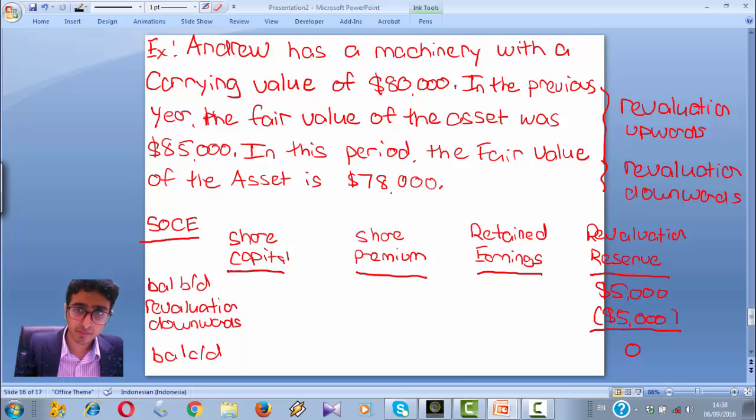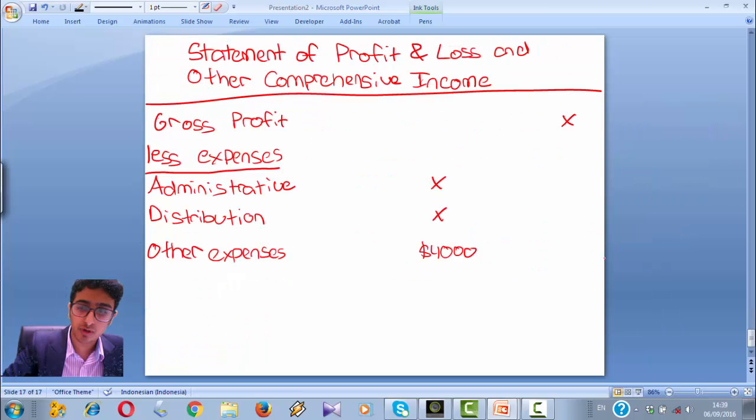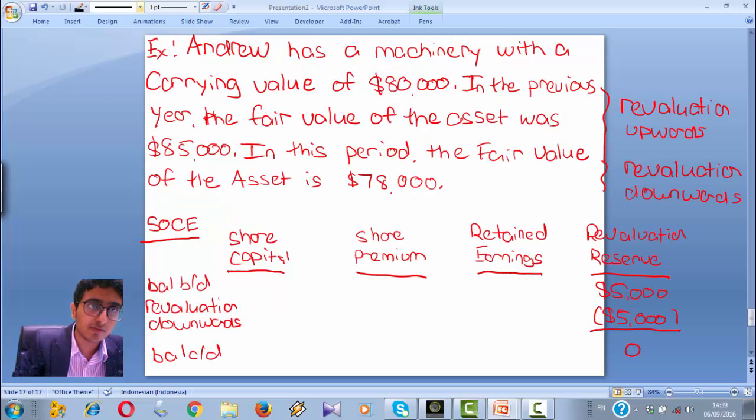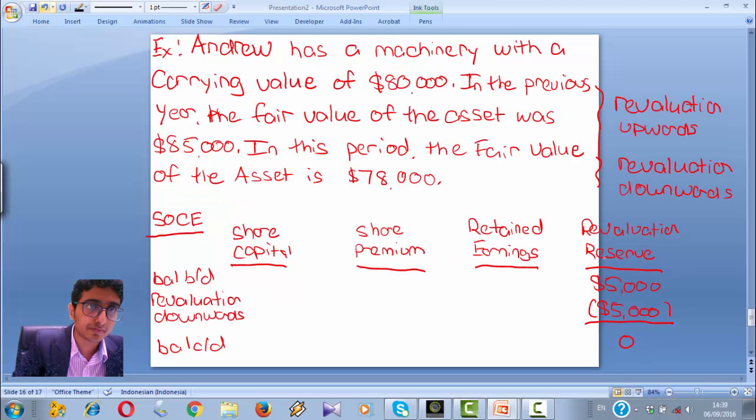Yes, but now you might be thinking, we have a revaluation downwards of $7,000. How is it we are only deducting $5,000? Now, the remaining $2,000, we are going to recognize it as an impairment loss in the statement of profit and loss. Under other expenses, we are going to expense off this $2,000. Yes, let me first show you what happens in the statement of financial position.